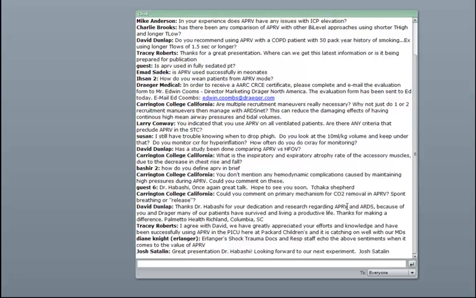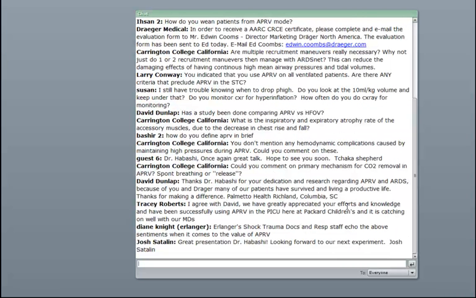What is the inspiratory-expiratory atrophy rate of the accessory muscles due to decreased chest rise and fall? Well, you have to understand that there is still some respiratory movement in the respiratory muscles. Normally, you don't use your accessory muscles. Your accessory muscles are only recruited for distressed breathing. The main muscle is the diaphragm, and anyone who's spontaneously breathing on APRV is absolutely using their diaphragm. In fact, I would argue the converse, that we probably maintain less likelihood of atrophy in those particular cases.